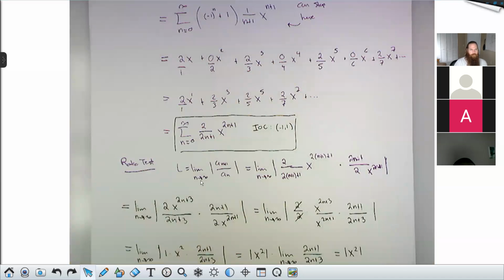Was there anything else from this last homework that you guys would like to take a closer look at before we talk about Taylor's theorem?